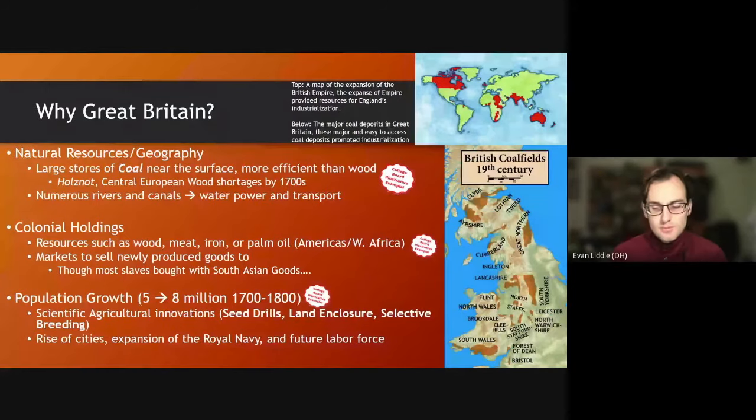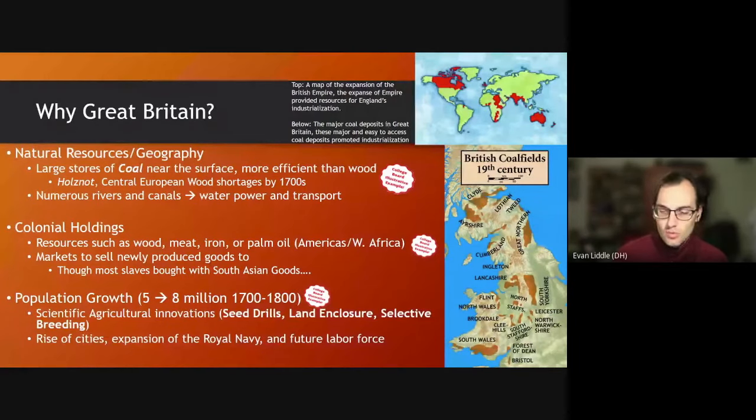Now, I've talked a little bit already about how the colonies provided food that could be consumed, but the colonies also provided other potential resources, such as palm oil, as well as new markets, which would encourage people to industrialize so that they could sell their goods to those markets. So the British Empire, it's very helpful in many ways. Also, population growth, a cause and a consequence.